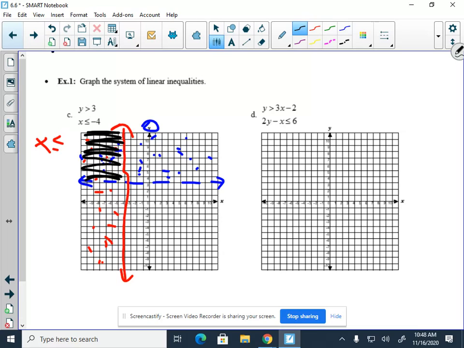All right, so this one, we graph. Y is greater than 3x minus 2. We go down 2, we put a dot. Up 3 over 1, up 3 over 1. This one would be a dashed line, and we're going to shade above.